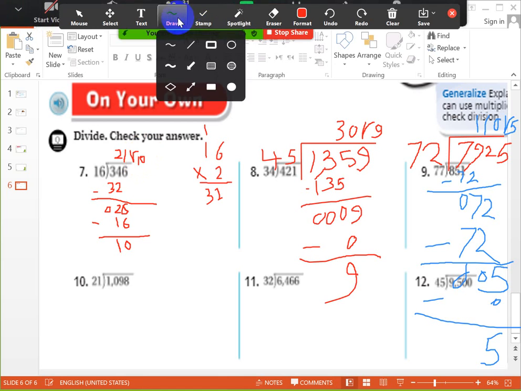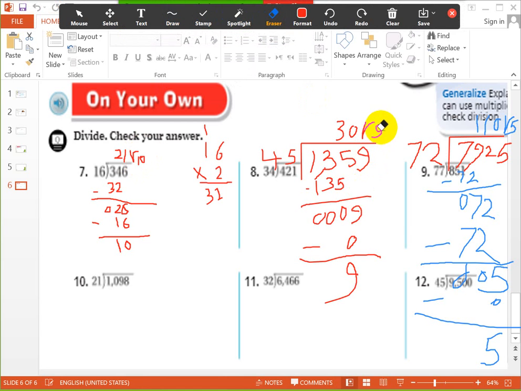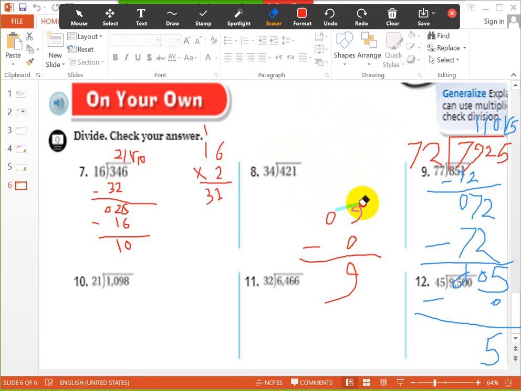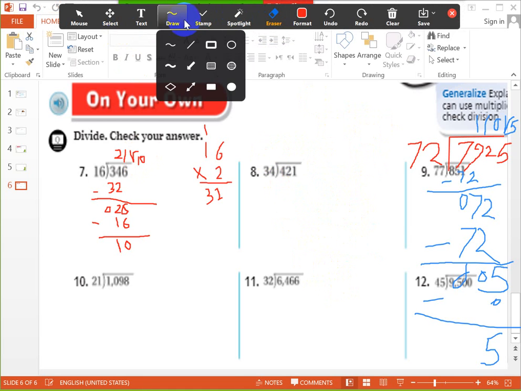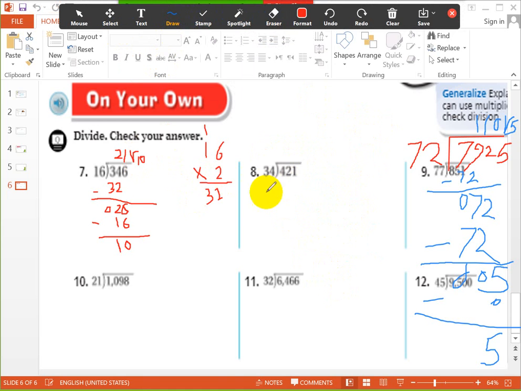Okay? Now, let's solve exercise number 8. Now, I want to divide 421 by 34. Now, let's start.